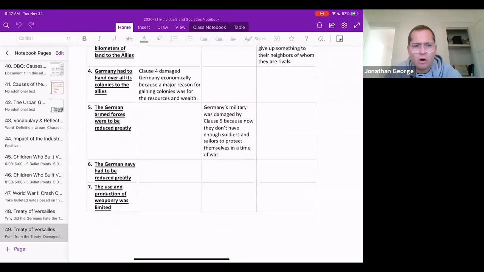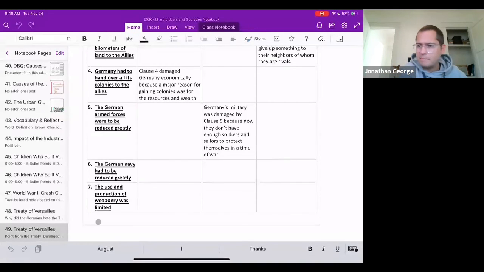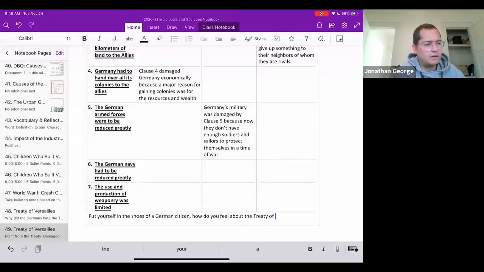Okay, so you should have all of those done at this point, 1 through 7. You don't have to do number 8. Answer this question. All right, answer this question. I'm gonna type in, this is the last thing for today. Put yourself in the shoes of a German citizen. How do you feel about the Treaty of Versailles?